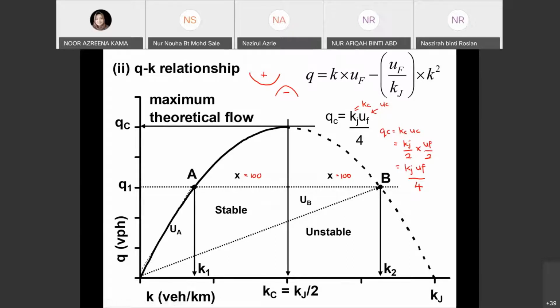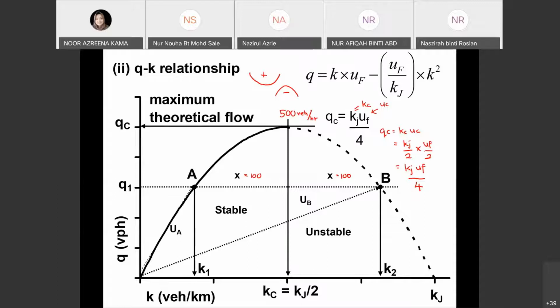Okay. Awak bayangkan jalan kosong, ada satu kereta. Okay, ada flow. Ada dua kereta, so flow bertambah. Ada tiga lagi, okay, ada tiga pula. So, the flow increases from 1 to 3 until it reaches the capacity. Katalah capacity is 500 vehicles per hour. So, when the number of vehicles increases, the flow will increase until it reaches the capacity.